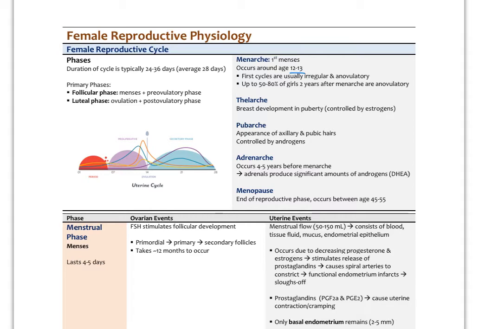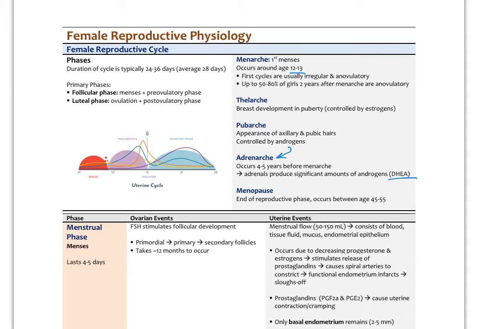Thelarche is breast development after puberty, and that's controlled primarily by estrogens. And then pubarche is the appearance of axillary and pubic hairs, and that's controlled by androgens, which are secreted earlier at adrenarche. This occurs about 4 to 5 years before menarche, and this is primarily from adrenal DHEA. So we might see the development of axillary and pubic hair a couple of years before there's any breast development. And then menopause is the end of the reproductive phase, occurring between the ages of 45 to 55 on average.